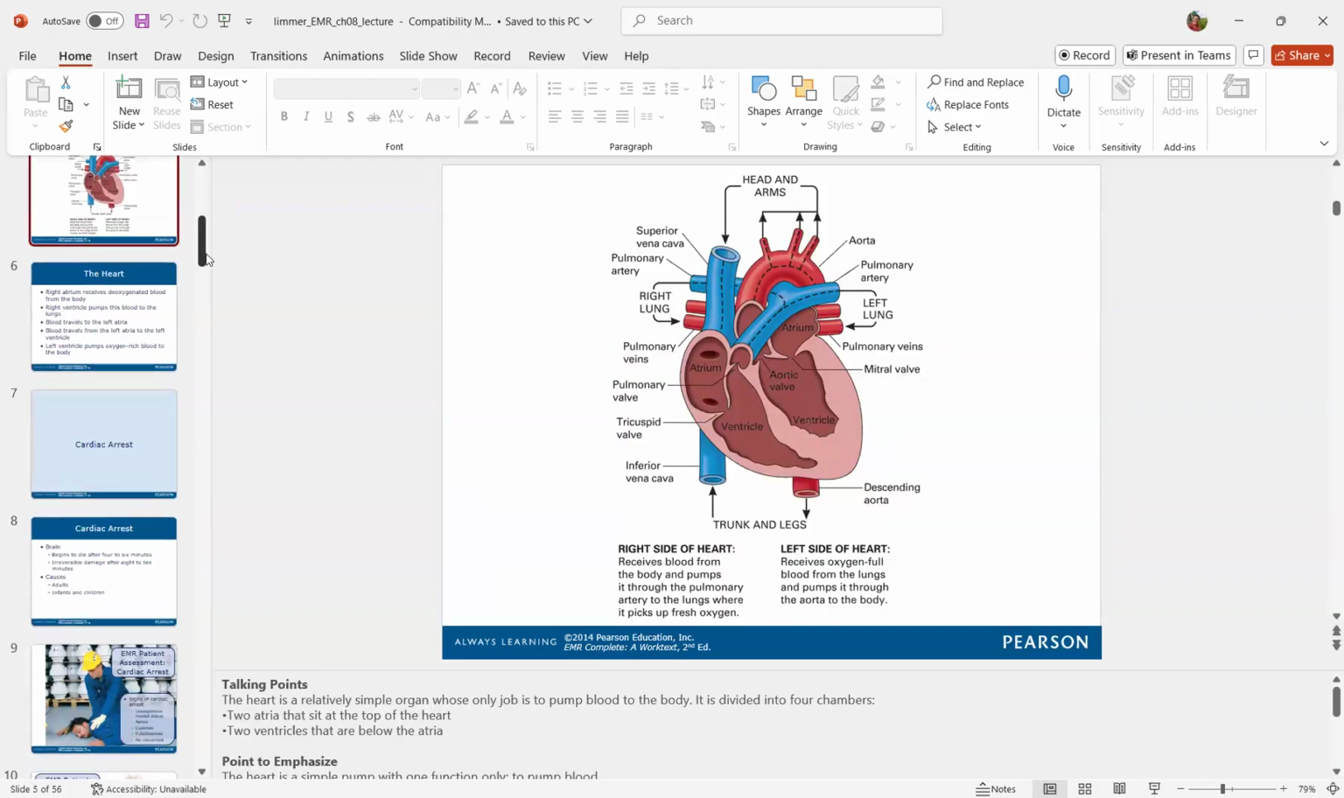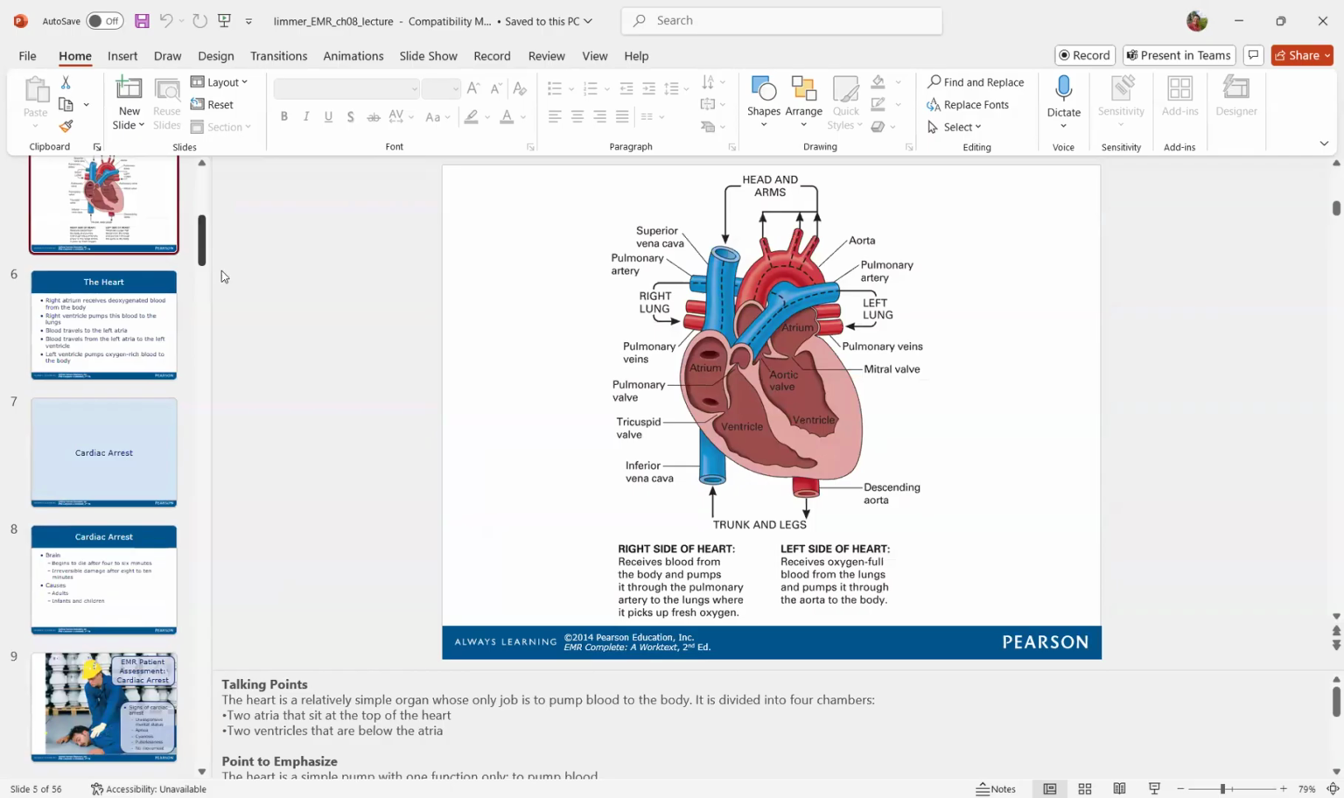So we have the heart. The heart is a relatively simple organ. It looks complicated, right? All this stuff that's going on in here. Whose only job is to pump our blood. This is divided into 4 chambers. So we have our right atrium, which is right here. We have our left atrium, which is here. Our right ventricle, which is here, and our left ventricle, which is here, which is kind of our workhorse. That's what pushes all the blood out.